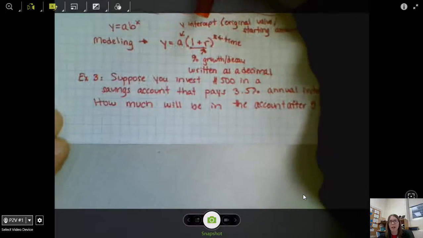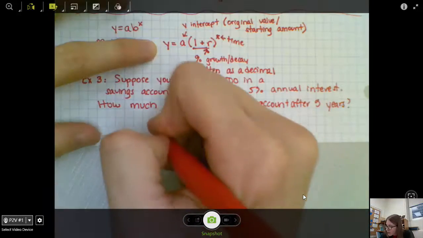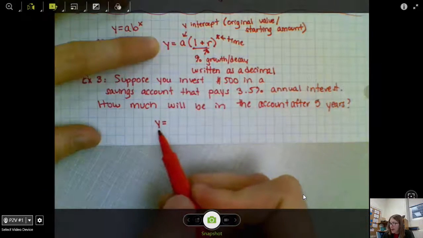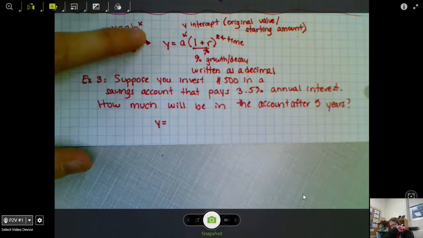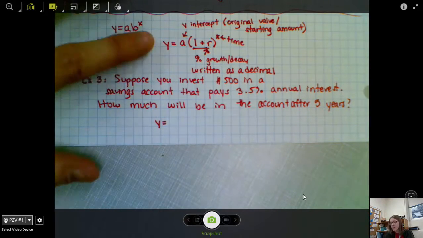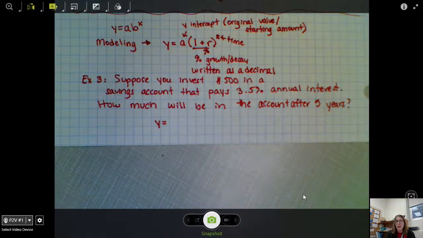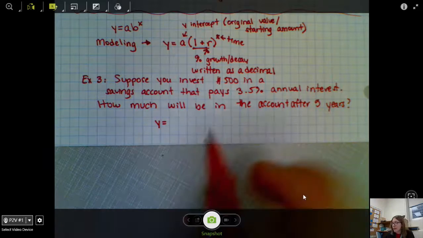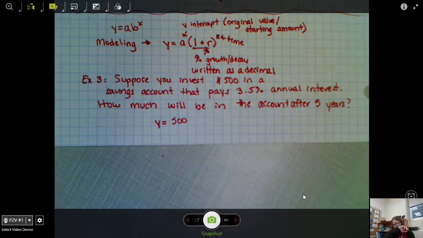First of all, I need to write my equation. So just following my modeling here, we'll start off with y equals. Y is going to tell us how much will be in the account. So that stays a y for now. A, my y-intercept, my original value, my starting amount. We invested $500, so that's what A is.